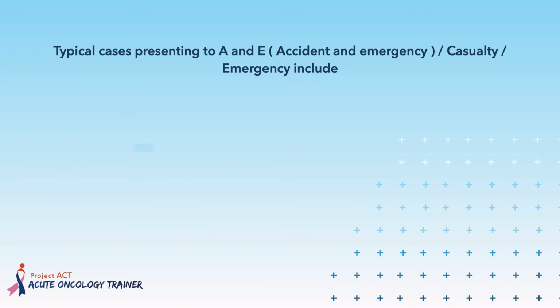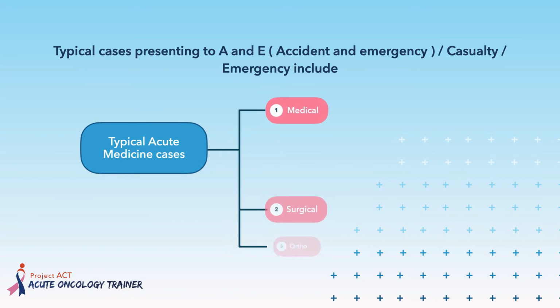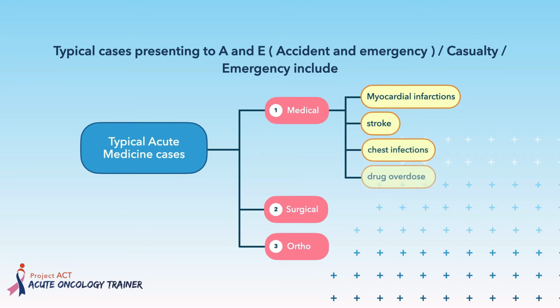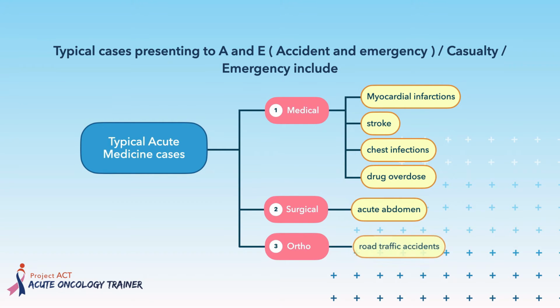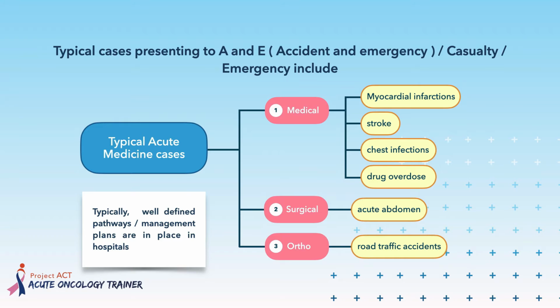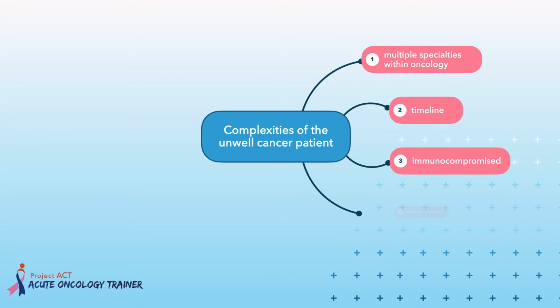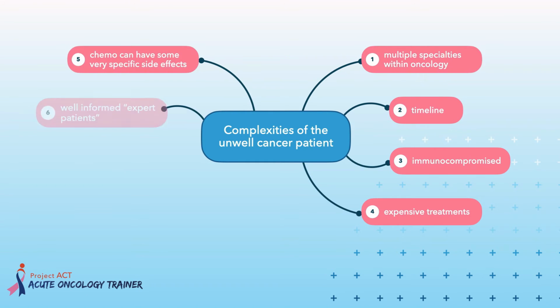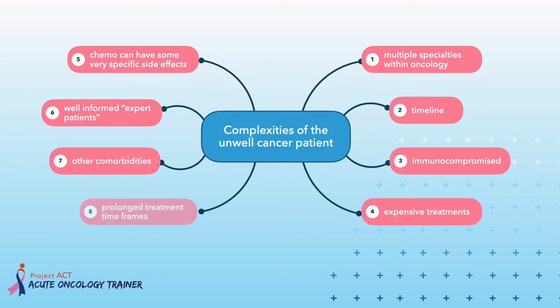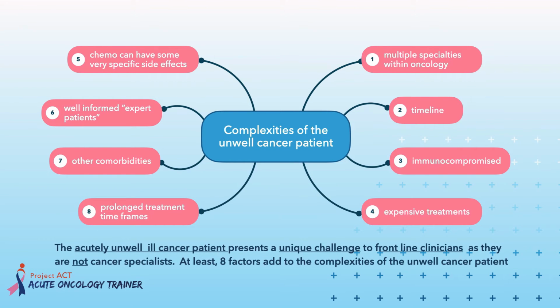You're all familiar with the typical acute medicine cases in medicine, surgery and orthopedics. Well-defined pathways or management plans are in place in hospitals for these commonly seen cases. In contrast, acute oncology poses unique challenges to frontline clinicians who are not familiar with the complexities of cancer treatment. The care pathways are not well defined in many cases.